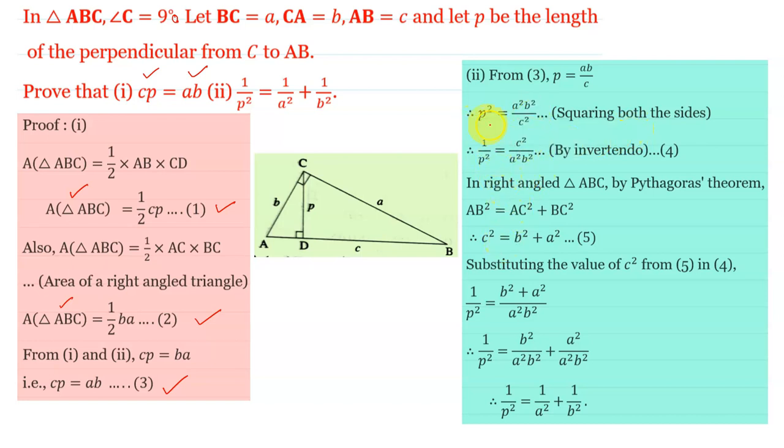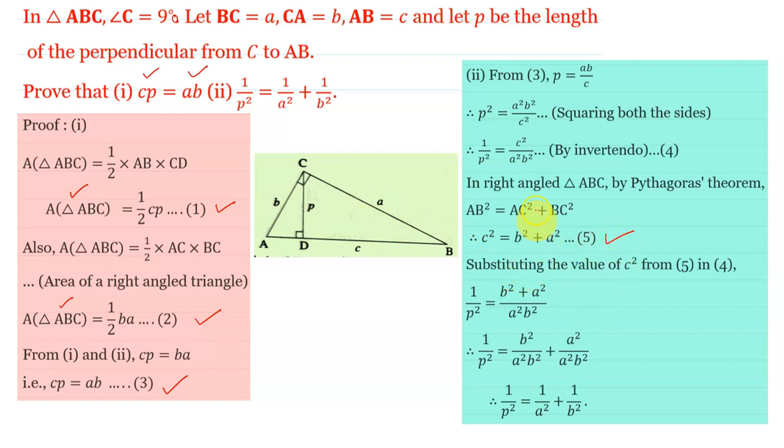Take its reciprocal: 1 upon P square is equal to C square upon A square B square. Now we consider the triangle ABC. By the Pythagoras theorem, AB square is equal to AC square plus BC square, which means C square is equal to B square plus A square. This is the fifth one.